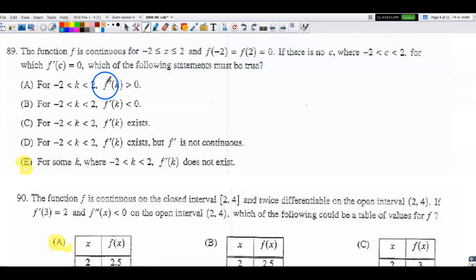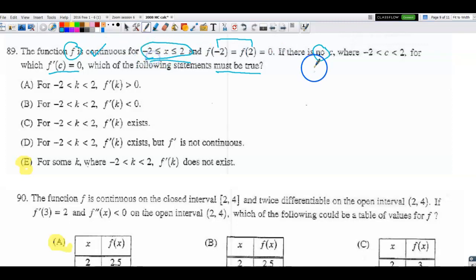Number 89, I have a function f original that is continuous on a closed interval, and the two endpoints have the same y value. So I'm already starting to think about Rolle's theorem or the mean value theorem. If there is no value c between negative 2 and 2 where the derivative equals 0, which of the following statements must be true? Now let's think about this. For either Rolle's or the mean value theorem, we have the condition met that we have a function that is continuous on a closed interval.